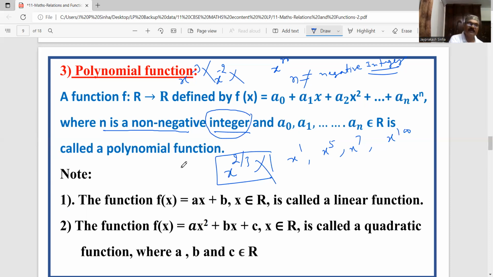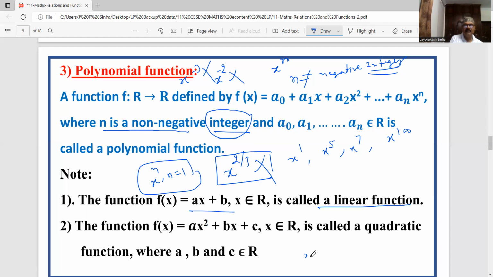This is called a polynomial function. When the maximum power of x is equal to n, and n is equal to 1, then it becomes a linear function. In this case, x to the power n, here n is equal to 1. So it becomes ax plus b. This is called a linear function.